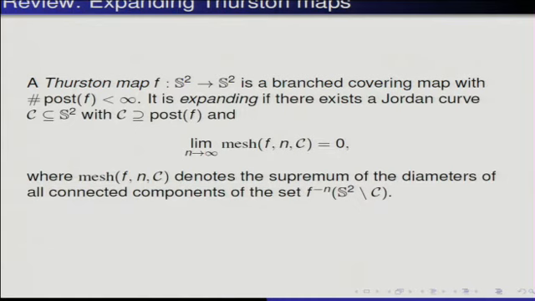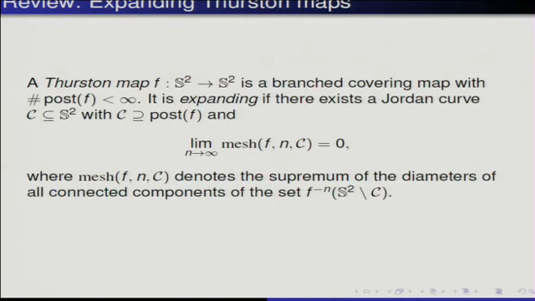Another way to think of this is to take any Jordan curve, not containing the post-critical set, and you pull it back, and the diameter goes to 0 uniformly when n goes to infinity. And here the metric is any metric, as long as it induces the standard topology. If it's expanding for one Jordan curve, then the expanding property doesn't depend on the Jordan curve you choose, as long as the Jordan curve passes through all the post-critical set.